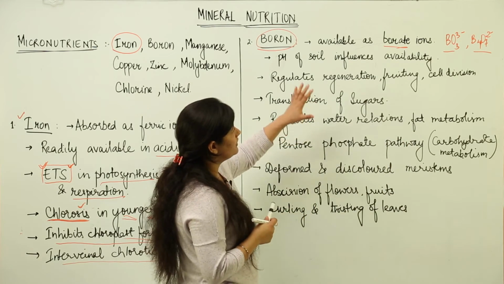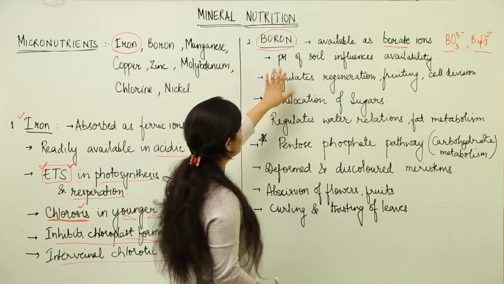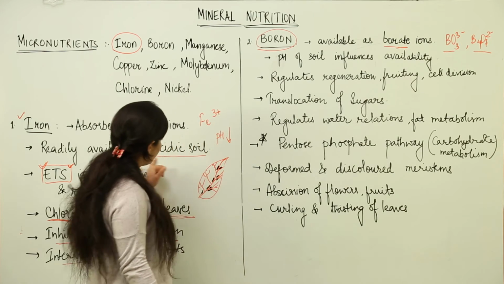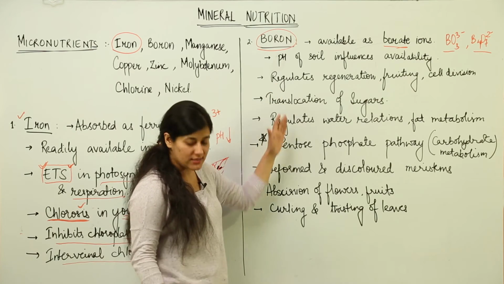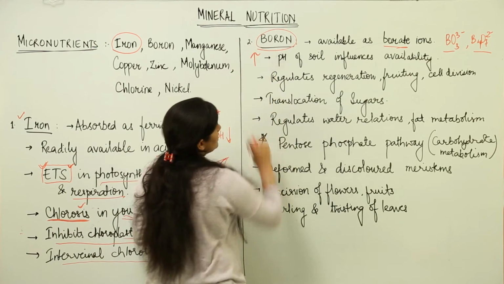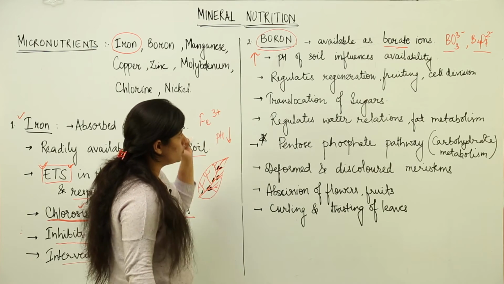And what would determine how much of these ions are available to the plant? Again, it would be the pH of the soil. But unlike in the case of iron, where acidic soil enabled more absorption, over here when the pH rises, that means the pH becomes more basic, then the availability of boron would be more to the plants. Now let us see what function this boron performs.